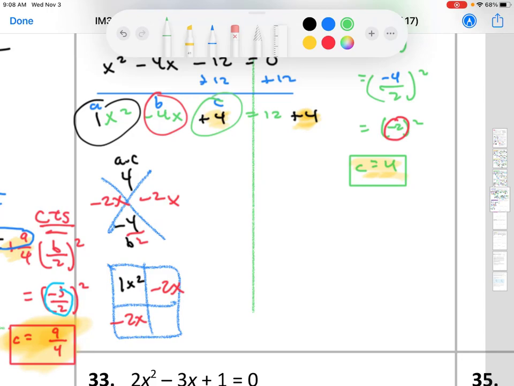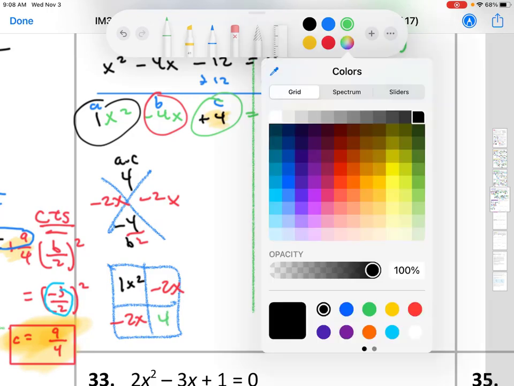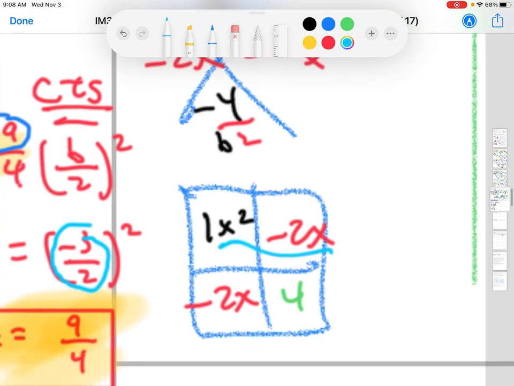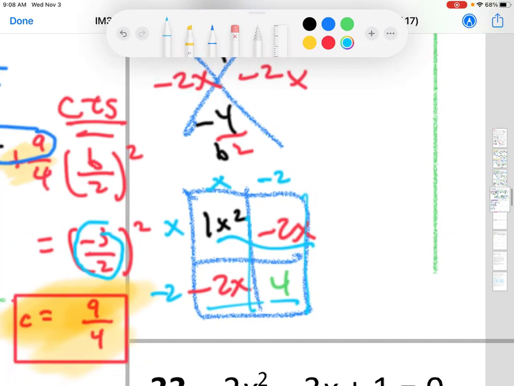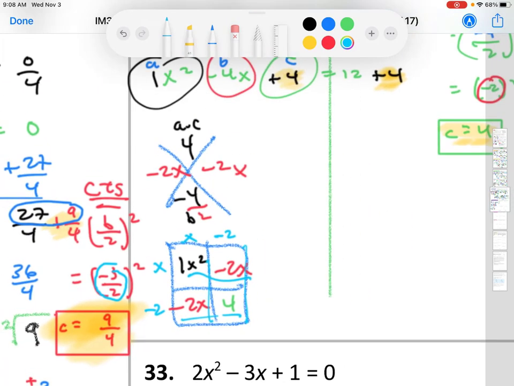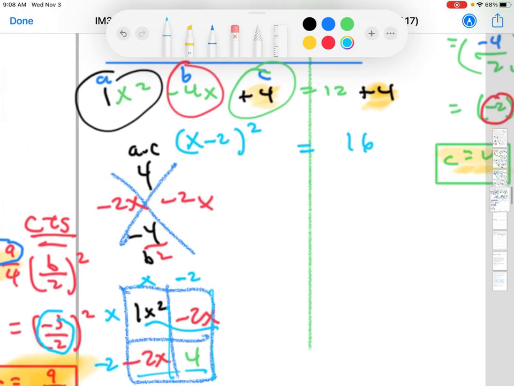And the c value is 4. Let's go ahead and factor out here. You'll get x minus 2 and x minus 2. Remember, these binomials will always be the same when you're using this method, because that's what a perfect square trinomial means. Okay, let's just finish this up.